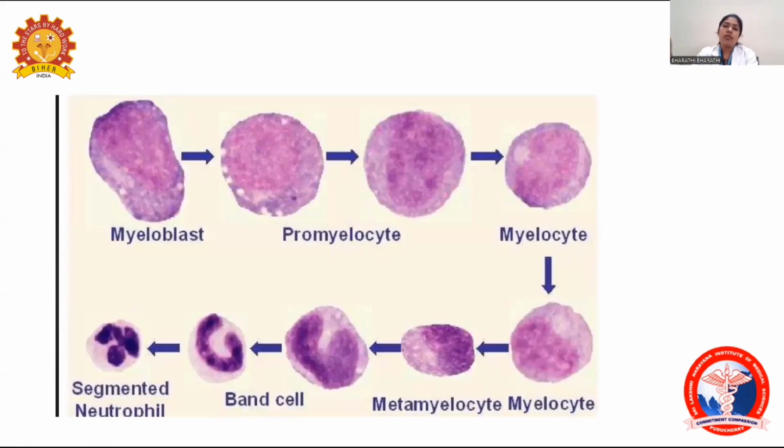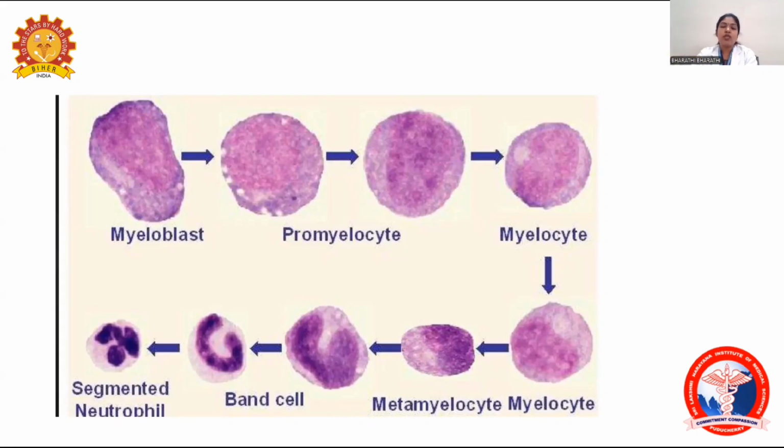Now I want all of you to know about the precursor of neutrophil. Why do you want to know all these things? Because our topic is concerned with all the precursors. These precursors of the neutrophils will be normally seen only in the bone marrow. They won't be seen in the peripheral smear in normal individuals. If all the precursors, including myeloblast, are seen in the peripheral smear, it means that the patient is having leukemia.